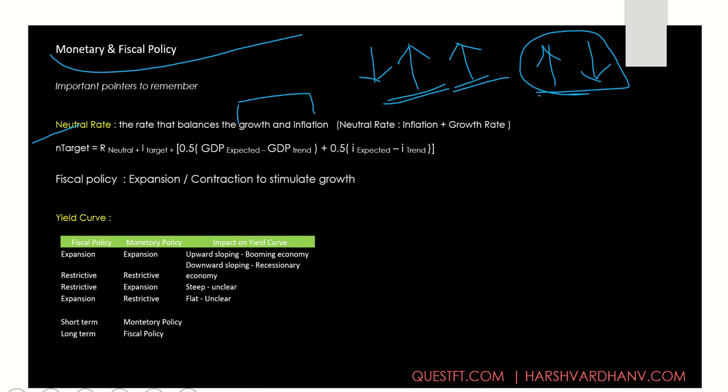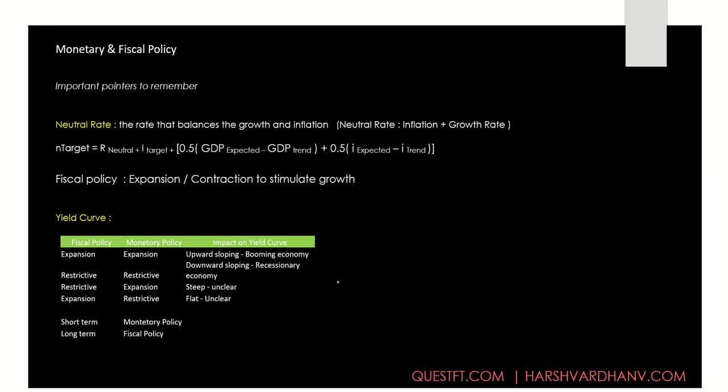So what is that rate? It is the neutral rate plus the target inflation, plus the output gap of the GDP times 0.5, and the expected and current inflation times 0.5. So this is a simple formula that you need to remember. And fiscal policy depends on which stage the business cycle is at, and they can take an expansion or a contraction view. The important thing to remember here is the behavior of the yield curve in terms of monetary policy. So this table is self-explanatory.